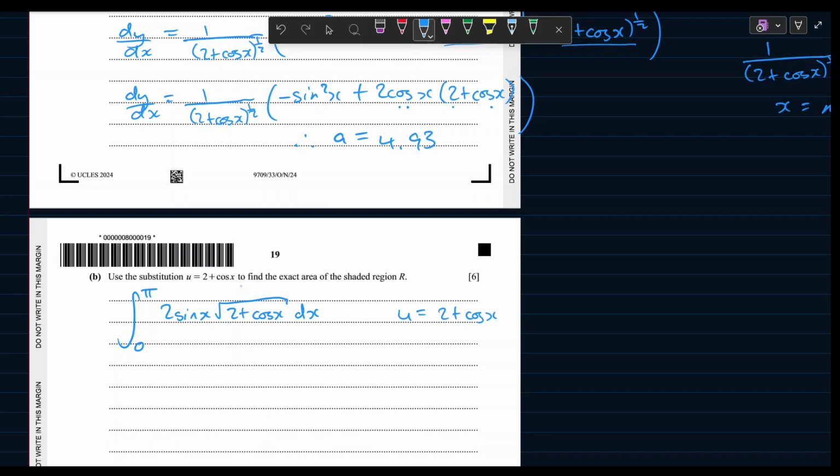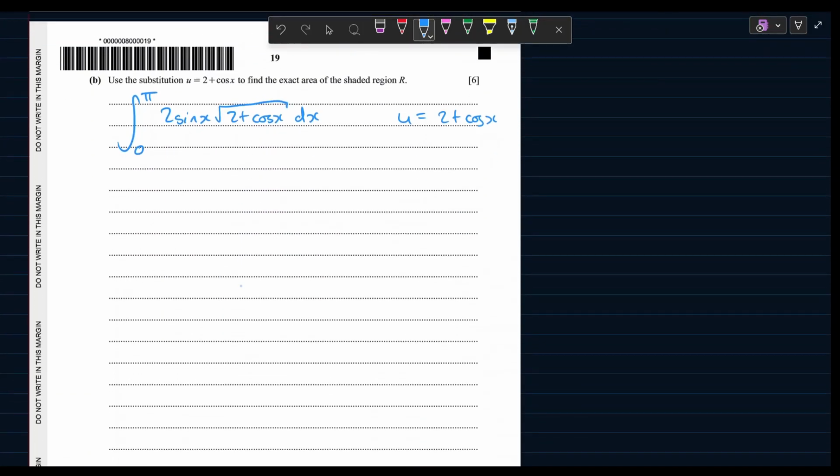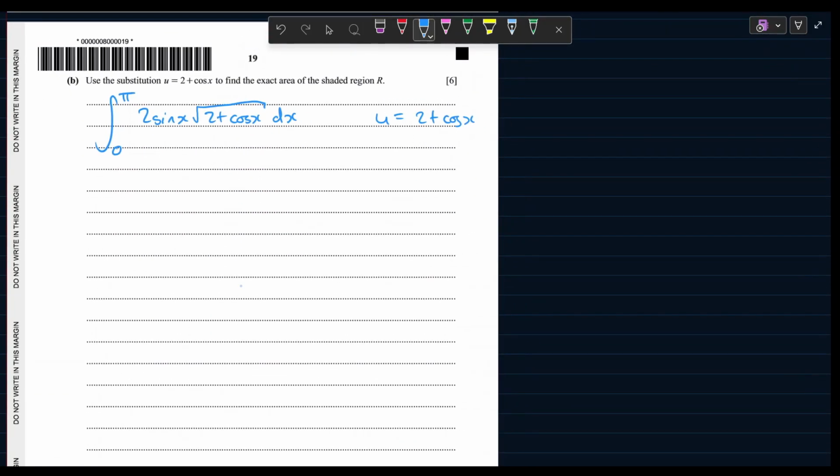Okay. So the first thing we want to do is to substitute our limits. So we know that at x is equal to 0, if we substitute it using our substitution, it becomes 2 plus cos 0. Be careful, because cos 0 is not 0, because cos 0 is 1. So this becomes 2 plus 1, and u is equal to 3. And then at x is equal to pi, we get u is equal to 2 plus cos pi.